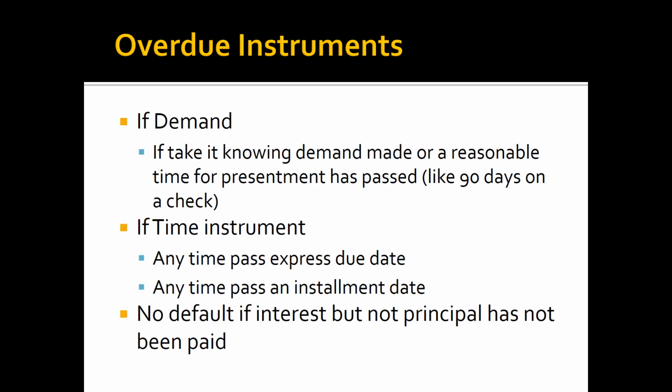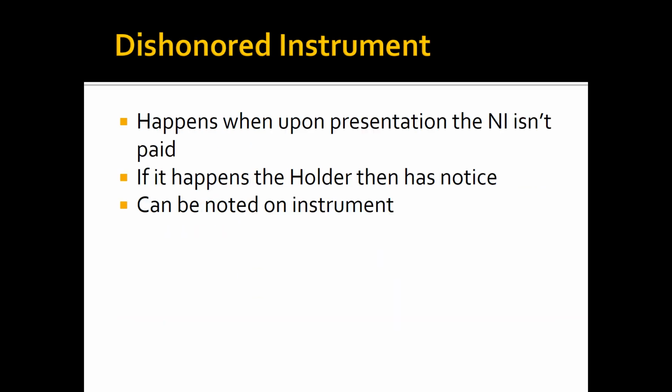All right, so overdue. If it's a demand instrument, if you take it knowing a reasonable amount of time has passed, and that's usually 90 days on a check. Now, it can be 30 days on a check, so you have to be a little bit careful there. If it's a timed instrument, any time past the express due date lets you know it's an overdue instrument. Any time past the installment date lets you know. Now, it's not a default if interest but not principal has already been paid on it, so don't worry so much about if we're paying interest, but have a balloon payment or something in the future.